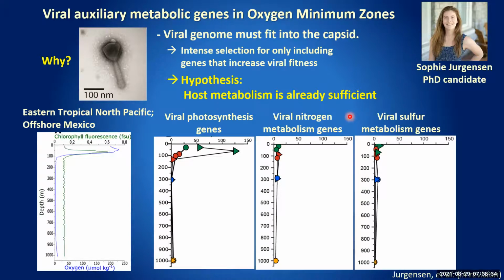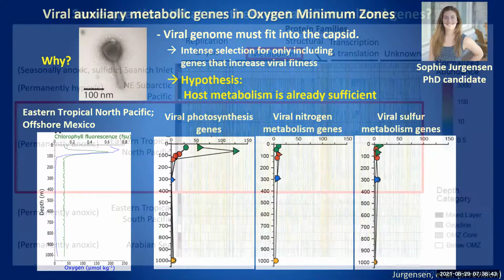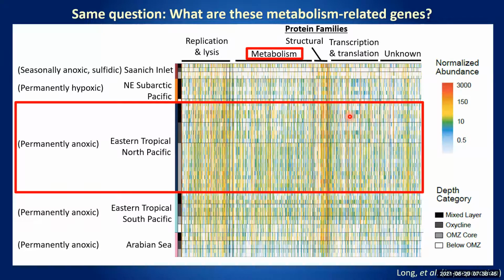So this is very important research. This is a very important finding, but we are very disappointed. So we still have this same question. What are these metabolism-related genes that we've annotated within our oxygen minimum zones?